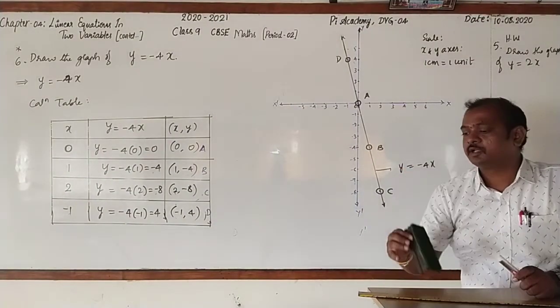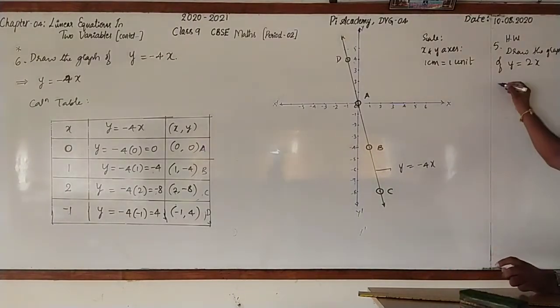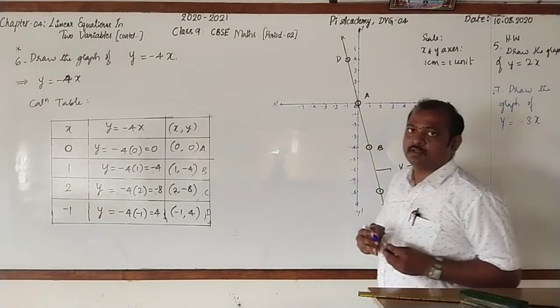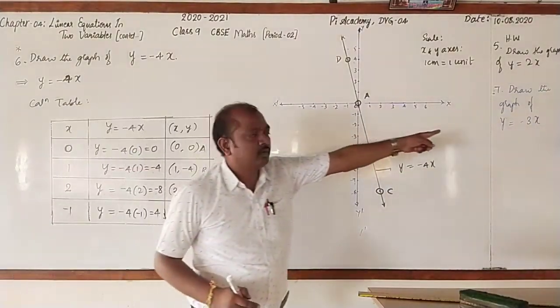Then after that, I'll give you one example for homework. This is the 7th one. Here I'll give it like this. Draw the graph of y equal to minus 3x. Okay? Yes. Please go for this. After that, go for drawing.